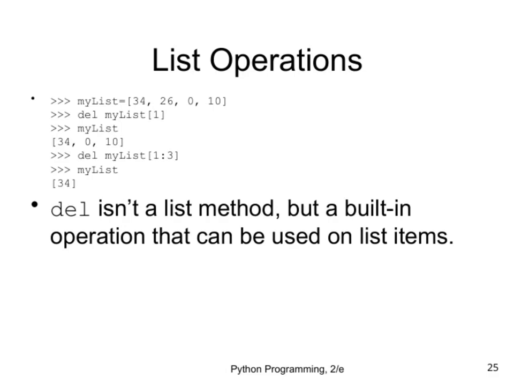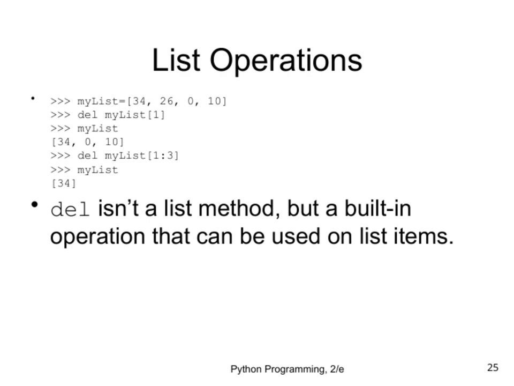Let's look at this example to understand how the del statement works with lists. First, we start with my_list containing the elements 34, 26, 0, and 10. When we execute del my_list[1], we remove the element at index 1, which is 26. After this operation, the list becomes 34, 0, and 10.